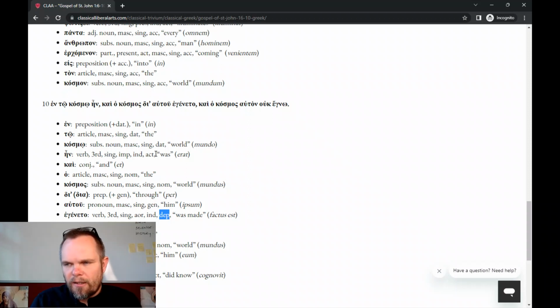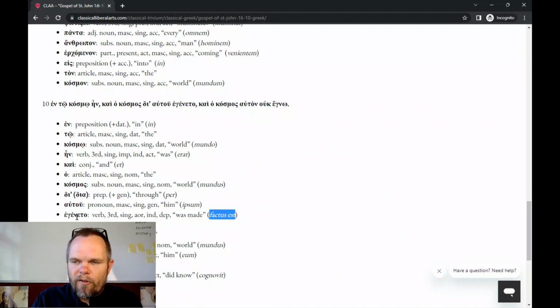So egeneto is translated was made. The world, ho kosmos, egeneto, the world was made. Notice St. Jerome's translation in Latin was factus est, which was a passive translation. So you see there's some confusion there, because egeneto is listed as a deponent verb, but here it appears to have a passive translation. So you can just mark that verb there with an asterisk.